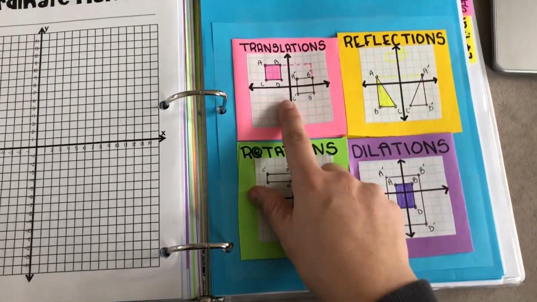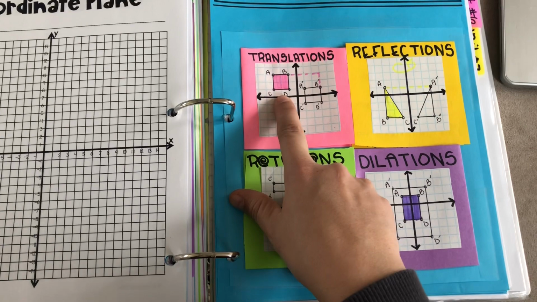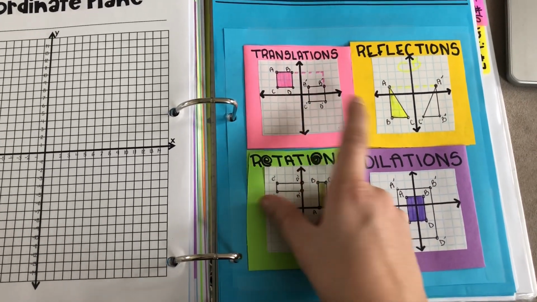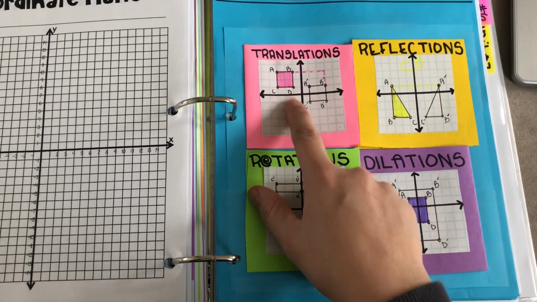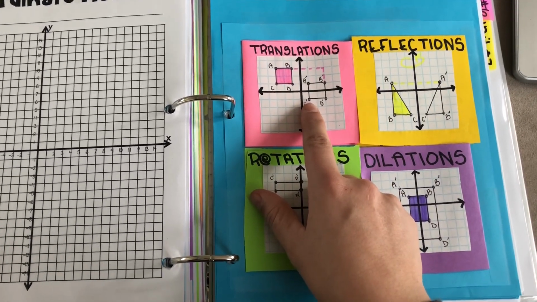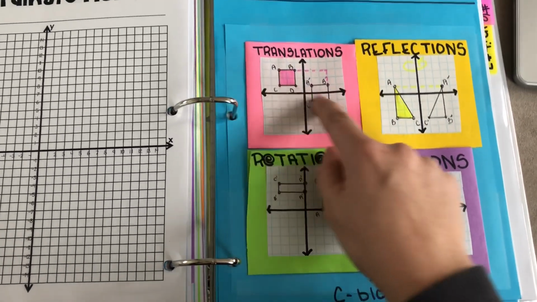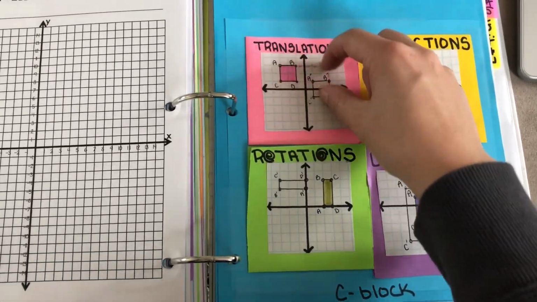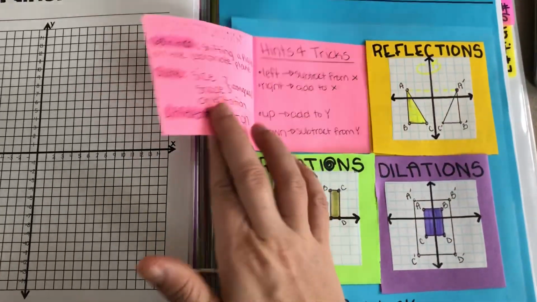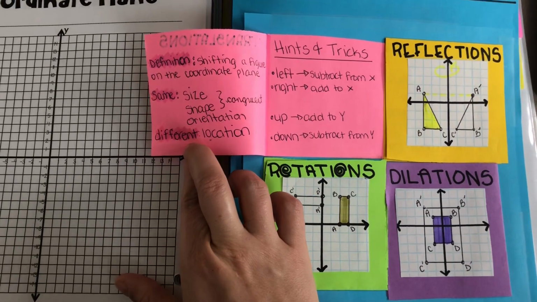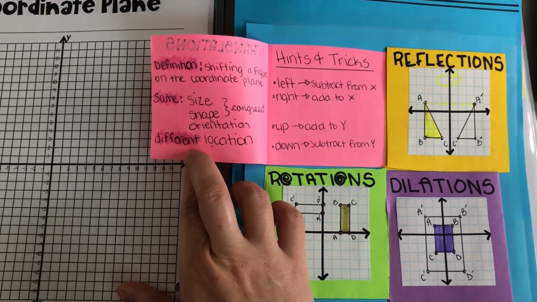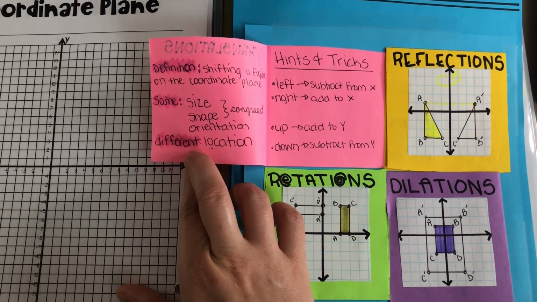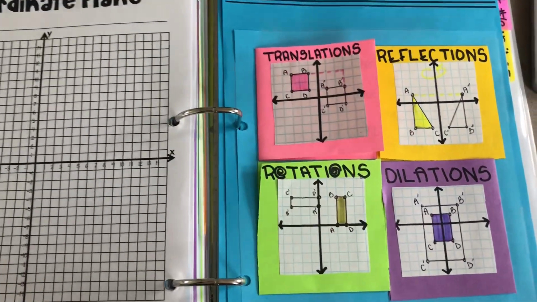So the first one we talked about was translations. We can take a figure and shift it anywhere we want on the coordinate plane, and it ends up being congruent. So it does not change size, doesn't change shape. With a translation, it doesn't even change orientation. It just stays exactly how it was. We just physically moved it around. So we wrote that on the inside: we're just shifting the figure on the coordinate plane. Size, shape, and orientation stay the same. Location is different. So that was the first one.